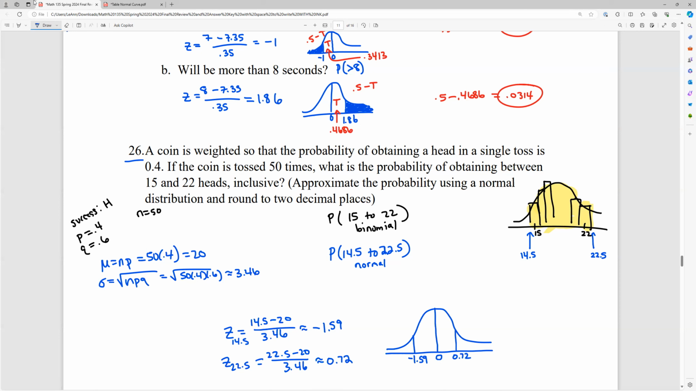Okay. So here's the deal. You have 2 parts when you have an above and a below. You're going to find the table value for 1.59, and that's going to give you the yellow area that I just highlighted. You're going to find the table value using your normal table for 0.72. That's going to give you the pink area from 0 to 0.72. And then we want all of the area. So we are going to add the 2 areas together.